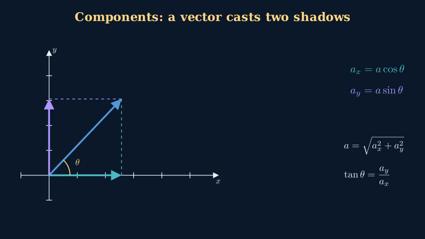And the trip runs both ways. Given the two components, Pythagoras rebuilds the length, and the inverse tangent of y over x rebuilds the angle. Components to arrow, arrow to components, freely, in either direction.